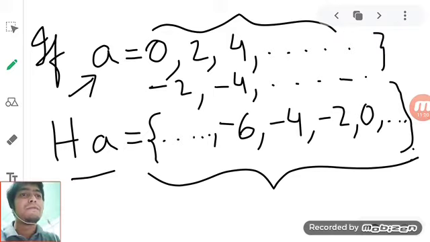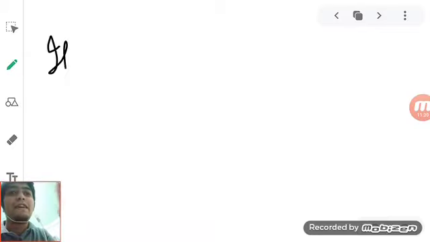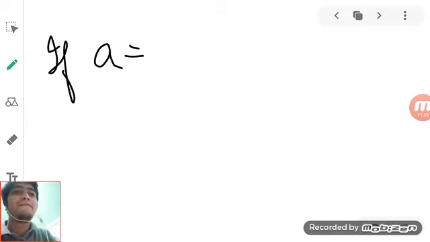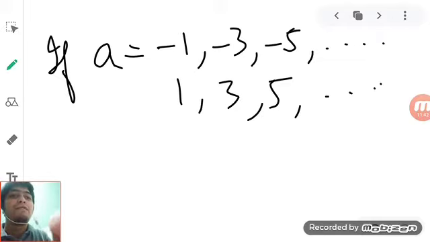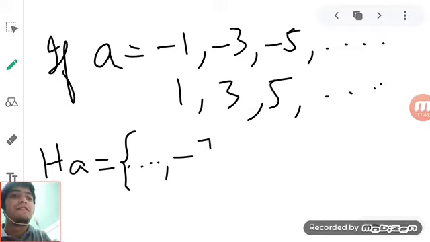So for all these elements A, HA is equal to one set. Similarly, if we take A to be odd numbers, A equal minus 1, minus 3, minus 5, and so on, and similarly 1, 3, 5, we will get HA to be the set of odd integers.